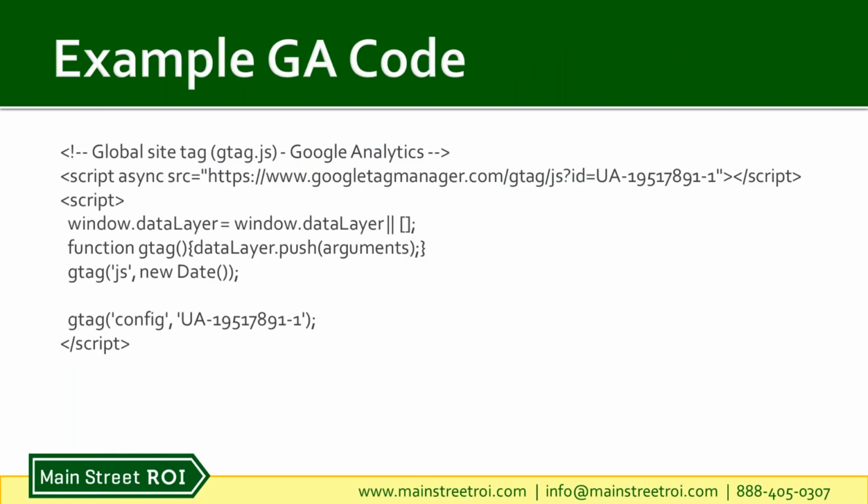So here's the code. Google did switch. They've continually been making updates here. On their latest iteration, they're using the global site tag, which is the code here. Your code might look different if you're using one of the older versions, but it's really just a matter of copying this code and, again, putting this on every single page of your site.